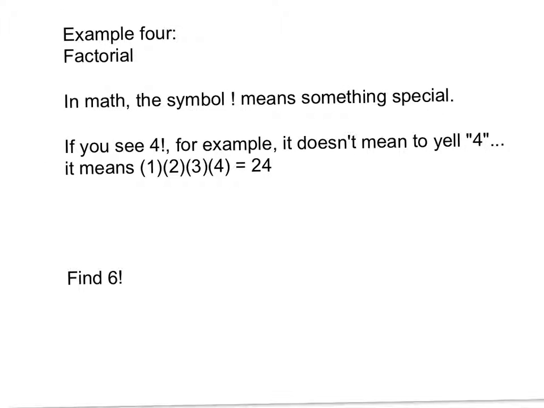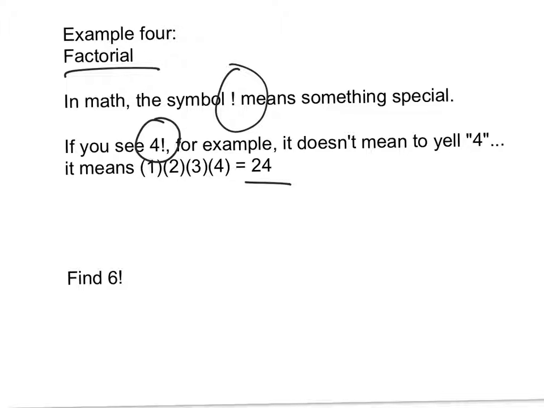In example 4, we're talking about a factorial, and that's the exclamation symbol. If we had 4 exclamation, it doesn't mean that you yell 4, it means that you take and expand it. So you do 1, 2, 3, 4. So you always start with 1 and go up to the number that they give you, and then multiply those numbers. So in this case, 4 factorial is 24.